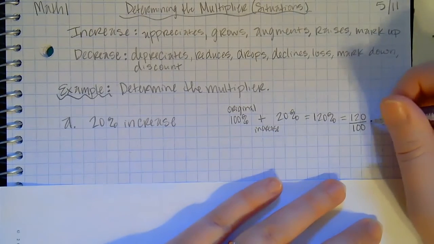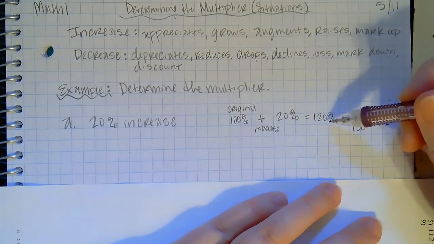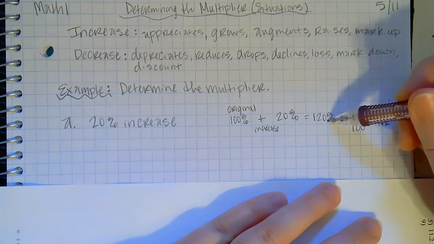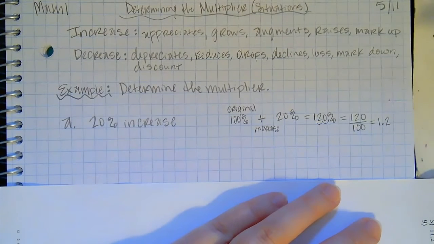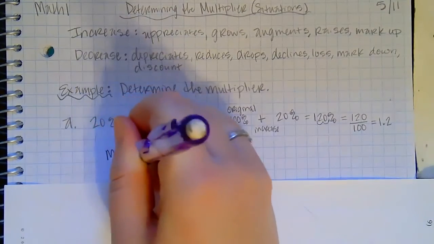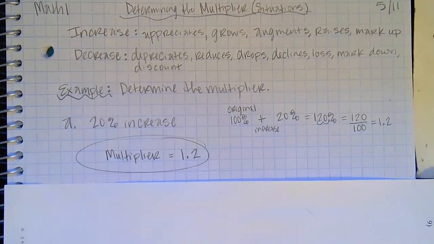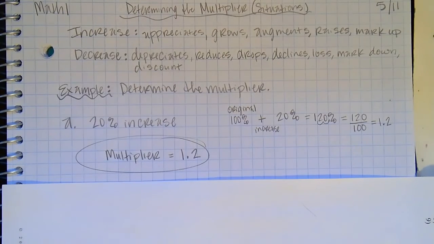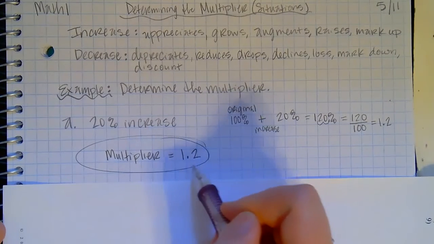So if we do that, we get 1.2. Or you can also think, here's my decimal place here, and then I'm going to always move it twice. 1, 2. That's the same as dividing by 100. So my multiplier in this case is going to be 1.2. So that means that the cost of what I was going to pay originally is now going to be 1.2 times as much. Okay? Remember that the one part represents the original cost, and this is what's being added on.